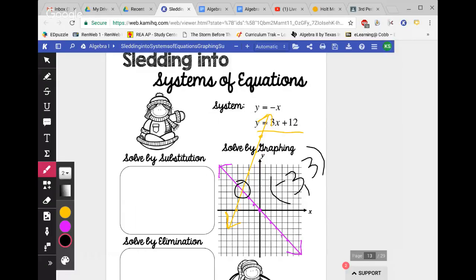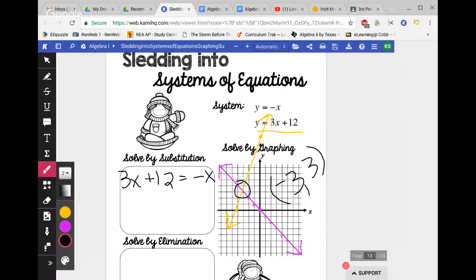So on this one, for substitution, you can actually set them equal to each other because we've got y equals 3x plus 12, and we've got y equals -x. So we could set them equal to each other. Does that make sense? I'm confused on how you graph the 3x plus 12. Okay. All right.